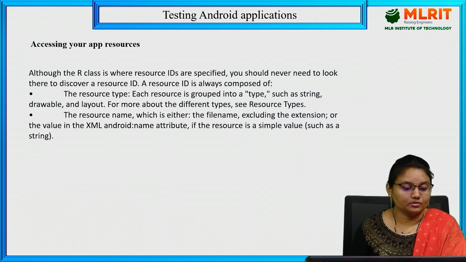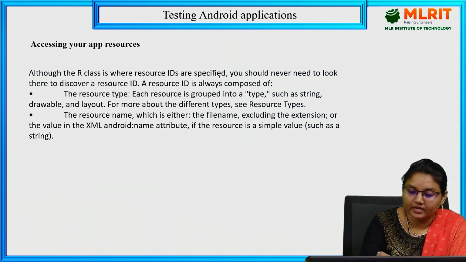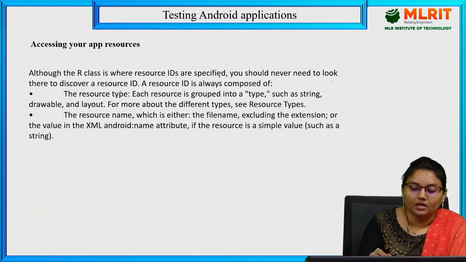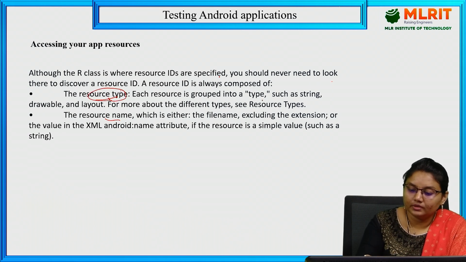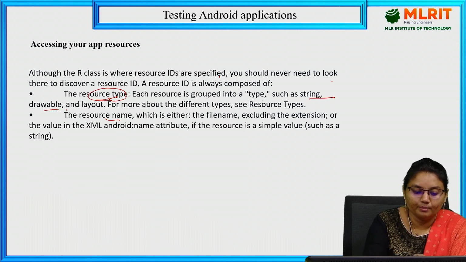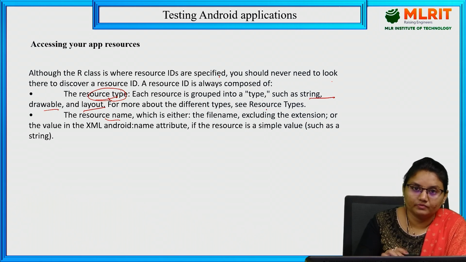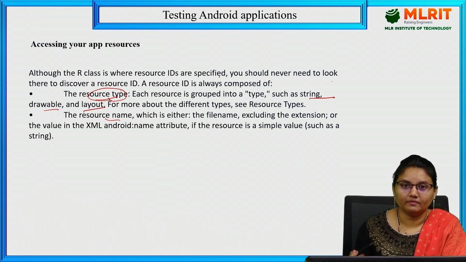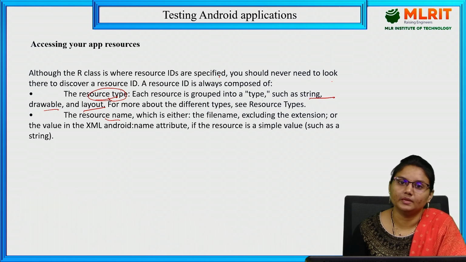Accessing your app resources. Although the R class is where resource IDs are specified, you should never need to look there to discover the resource ID. It's composed of resource type and resource name. What is resource type? Resources are grouped into a type such as string, drawable, layout. Anything. For more different types, we also have, as I told you, values, mipmaps, okay, where you are talking about icons. If you wanted to tag, then you can go for mipmaps and check.